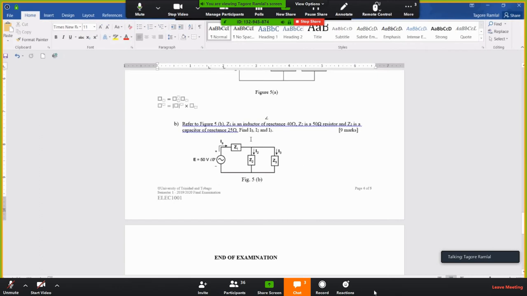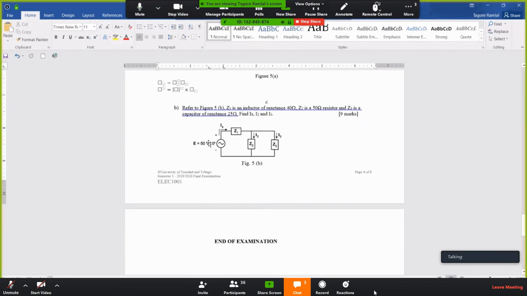Just remember, Z1 is an inductor, so this will be j40. Z2 is a resistor, so it will be 50 ohms. And Z3 is a capacitor, minus j25. Okay? Frequency is not given in the question, so we're going to use a frequency of 60 hertz. So just to recap, XL is equal to 2 pi f L. XC is equal to 1 over omega C. XL is a positive value. XC is a negative value. And so we have to show the Multisim circuits in the lab itself? Very correct.